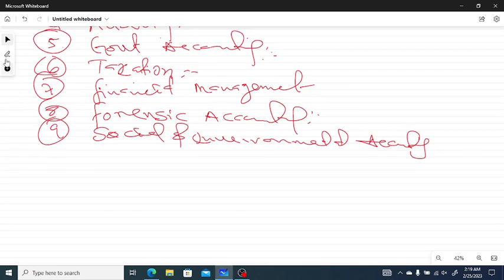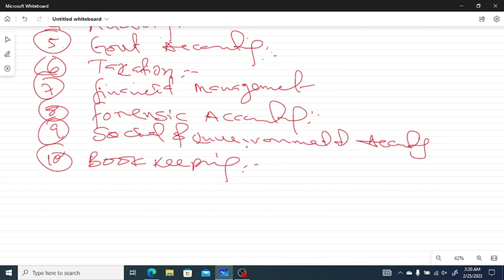We have number 10, which is bookkeeping. Bookkeeping is the process of recording financial transactions in the accounting record of an entity, whether they are using manual methods or software. It is the accounting record. So that is bookkeeping.